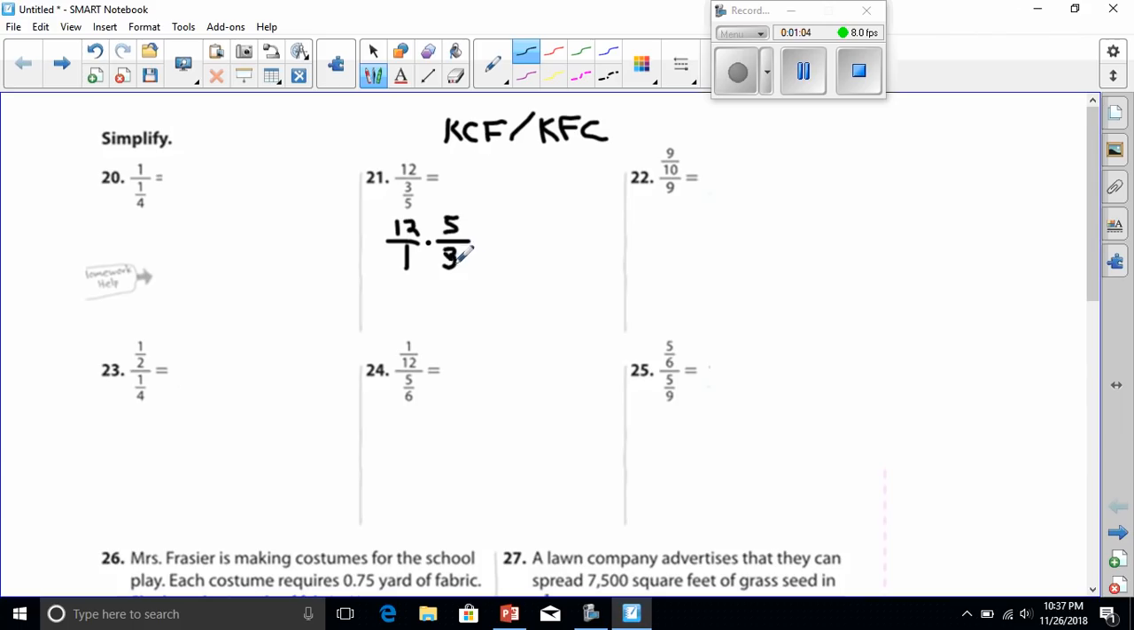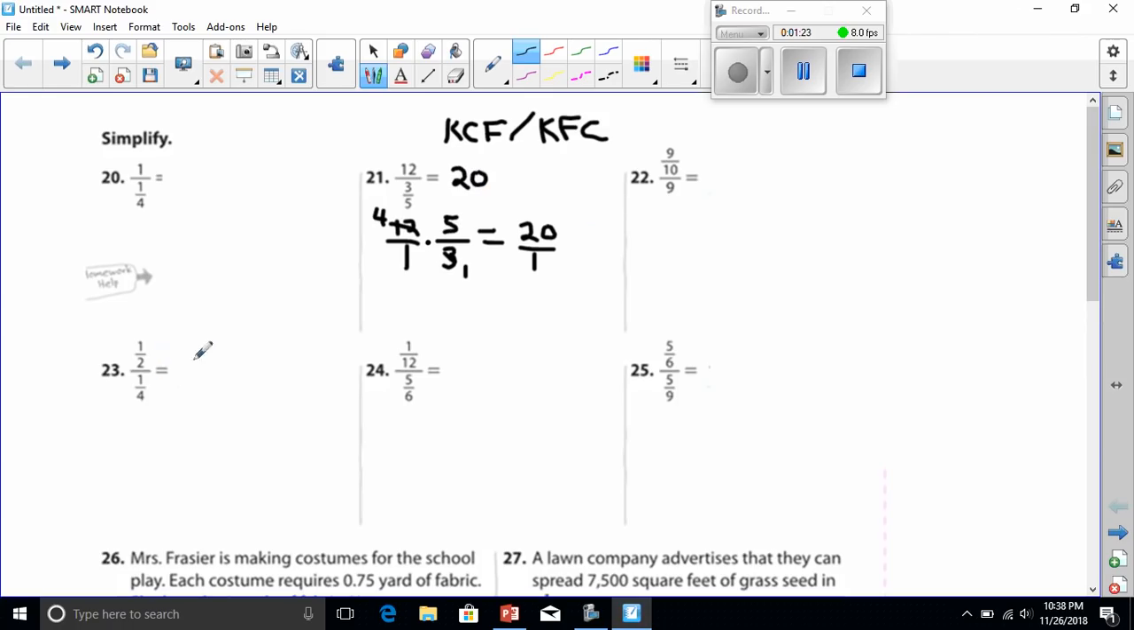I can go ahead and use the butterfly method to turn this 12 into a 4 and the 3 into a 1, which leaves me with 5 times 4, which is 20, over 1. And of course, any number over 1 is itself. The answer has to be 20.